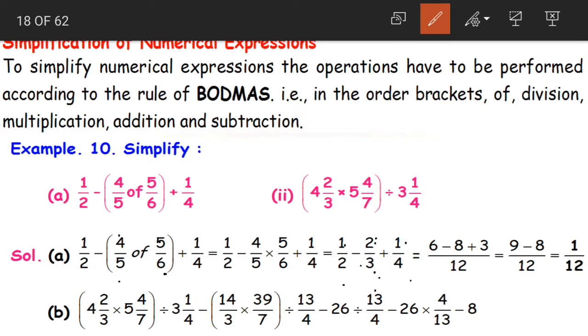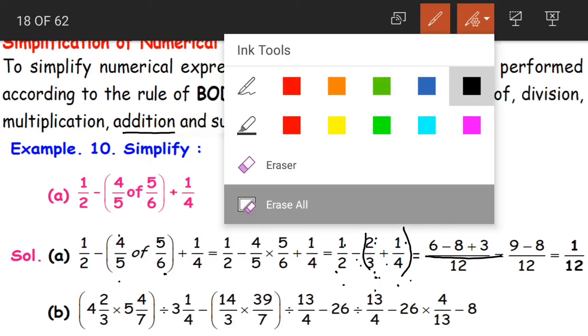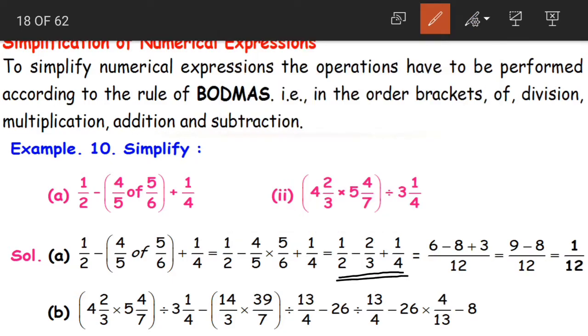Yes students, now here again we are having both subtraction and addition. According to the rule of BODMAS, first we add and then subtract. Yes, first we add and then subtract. So what you can do is you can first add these two and then subtract, or we can simply go for solving all the three terms here at a time. We can add and subtract simultaneously.